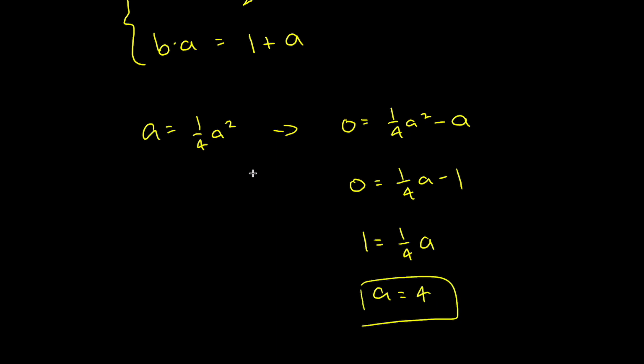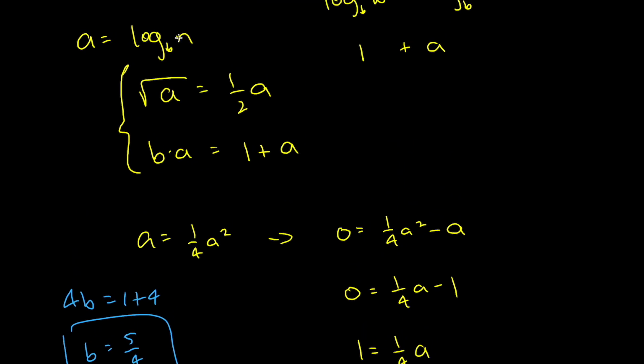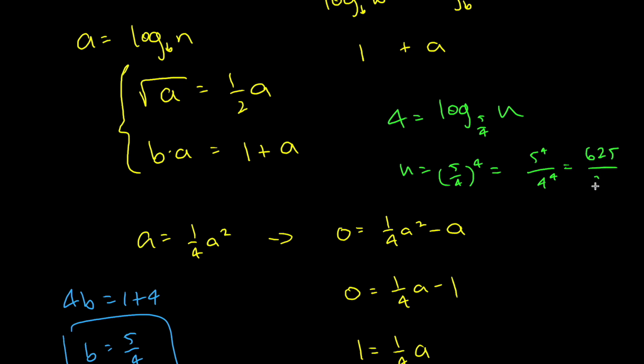Alright, so we have a is equal to 4. Now we can solve for b. We have 4b is equal to 1 plus 4, as we've said here. So this means b is equal to 5/4. So we have a, we have b. We can solve for n now. We know a is log base b of n. So we have a, which is 4, is equal to log base 5/4 of n. So this is just saying n is equal to 5/4 to the power of 4, which is 5 to the power of 4 over 4 to the power of 4, 625 over 256.